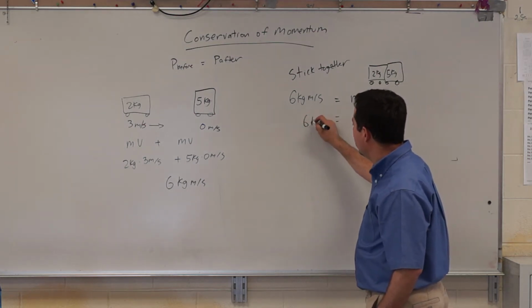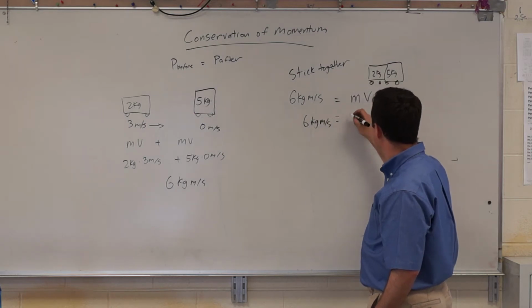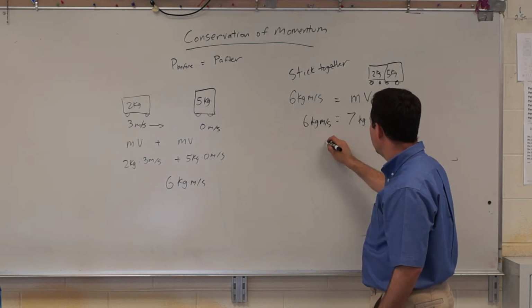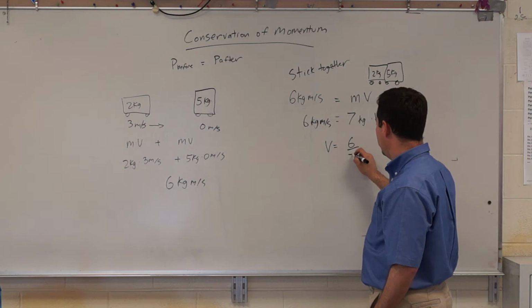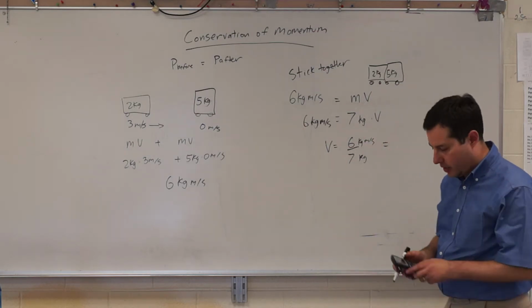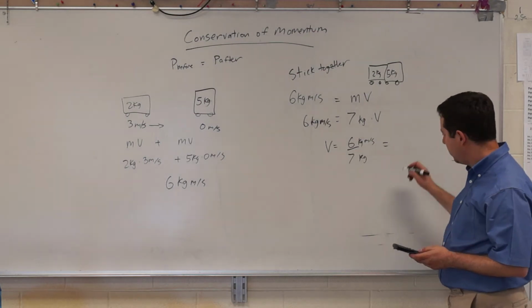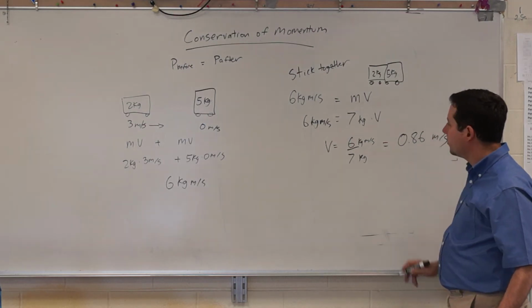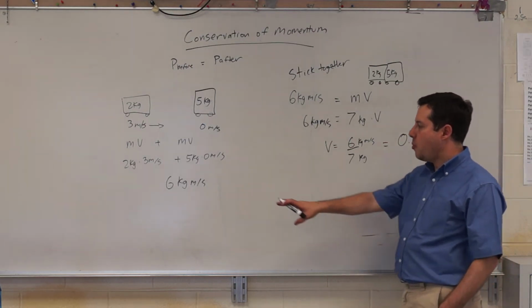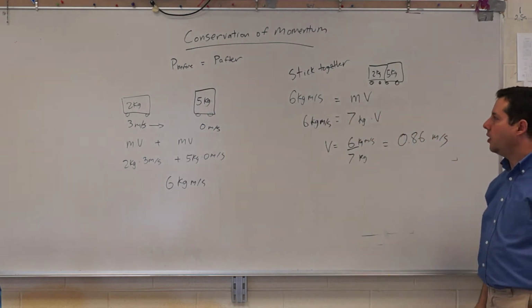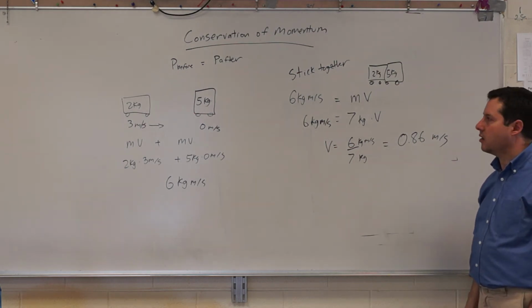So you end up getting 6 kilogram meters per second is equal to the combined mass, 7 kilograms, times the velocity. And you can then solve for velocity. It's just 6 divided by 7, kilogram meters per second divided by kilograms. Units cancel out, and you get 6 divided by 7, which is 0.86 meters per second. So by knowing the momentum before, we knew it was the same as the momentum after, and we could solve for the velocity of the two cars that stuck together.